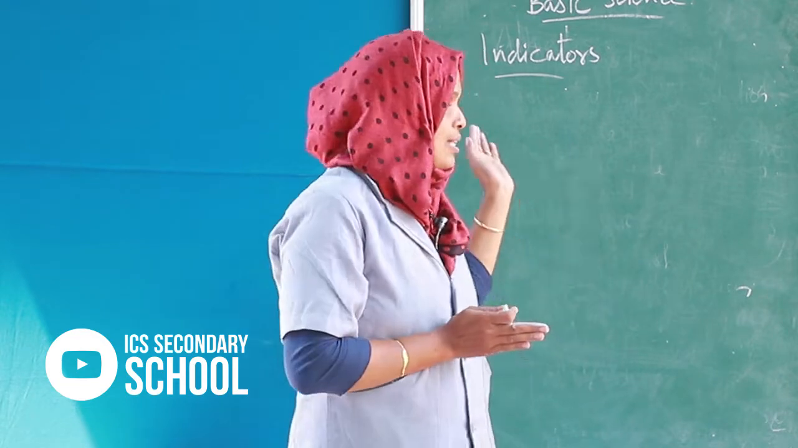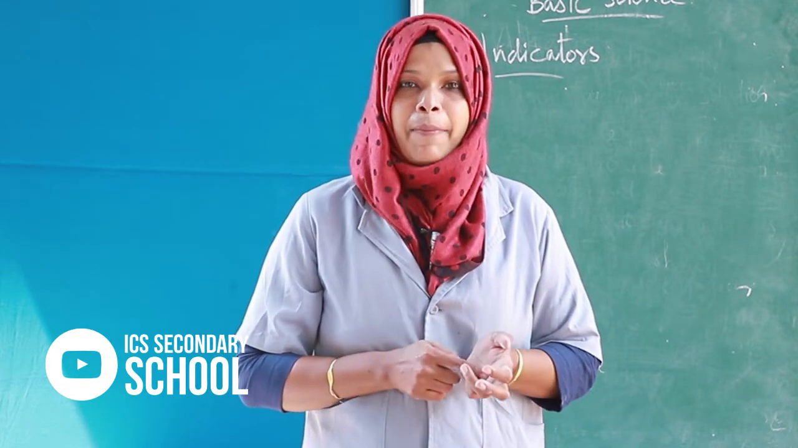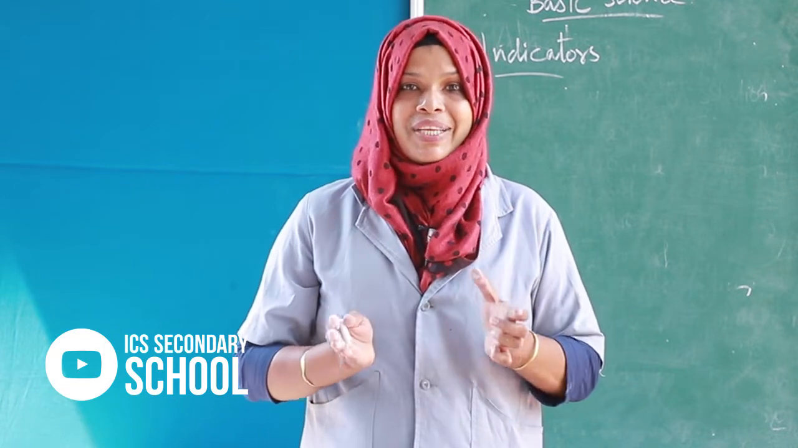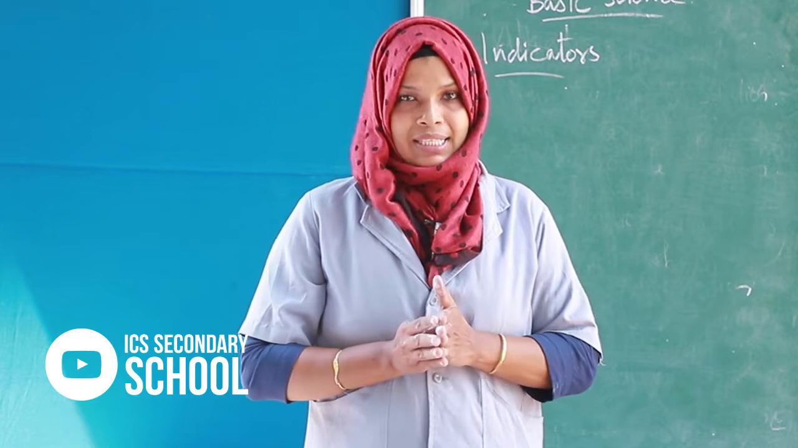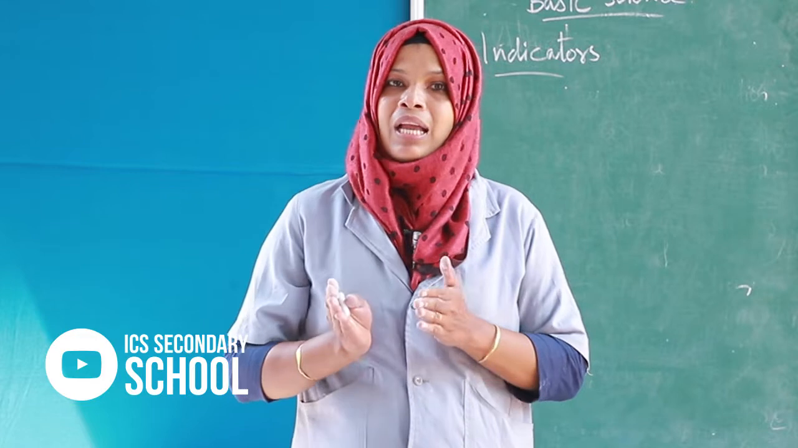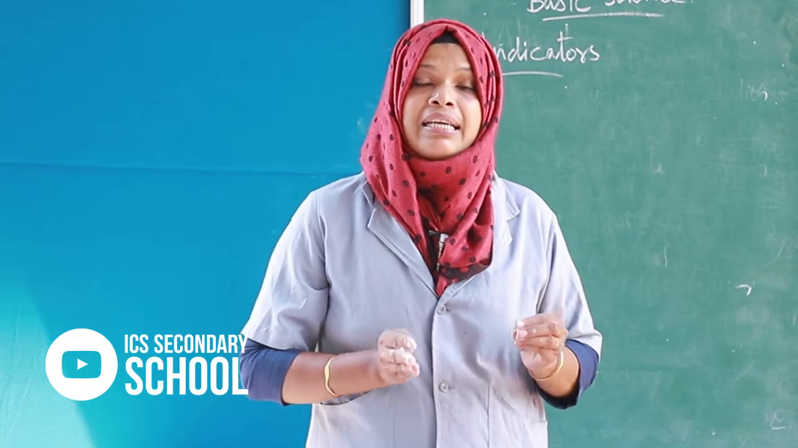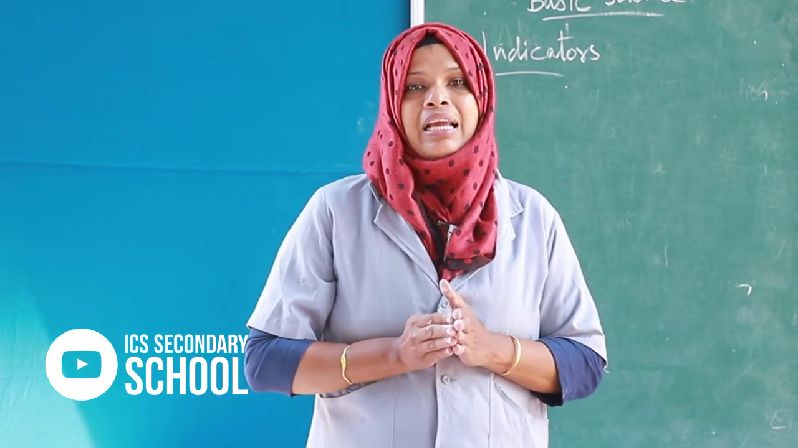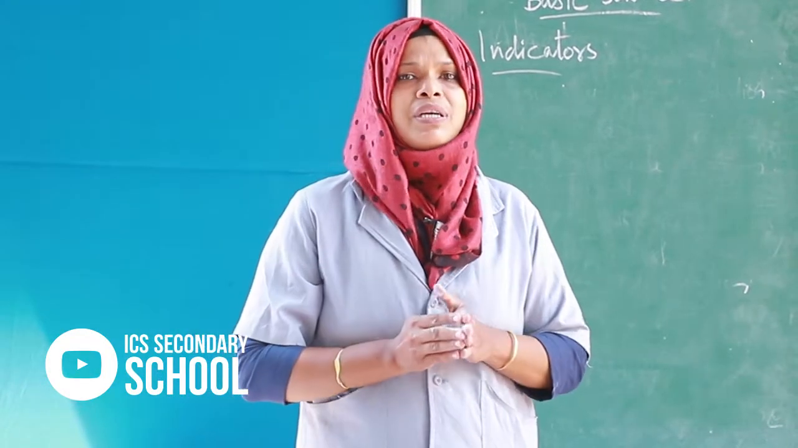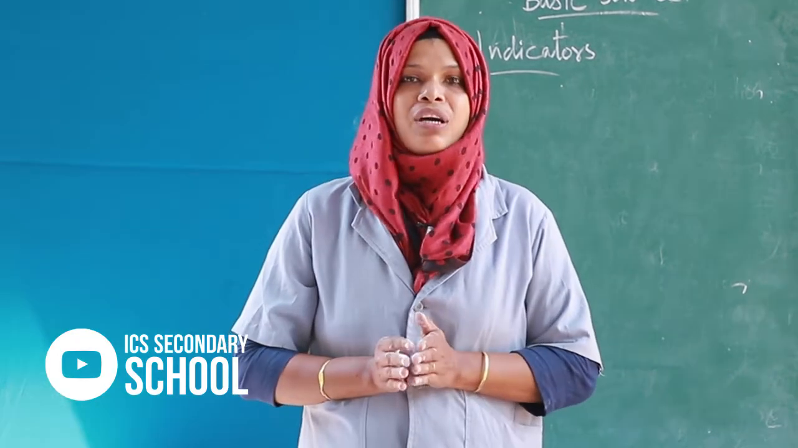The next topic is indicators. We have studied the hibiscus paper and litmus paper to distinguish between acids and alkalis. Then can other parts of plants be used for this purpose? Other parts of plants? Okay, here is a task for you.